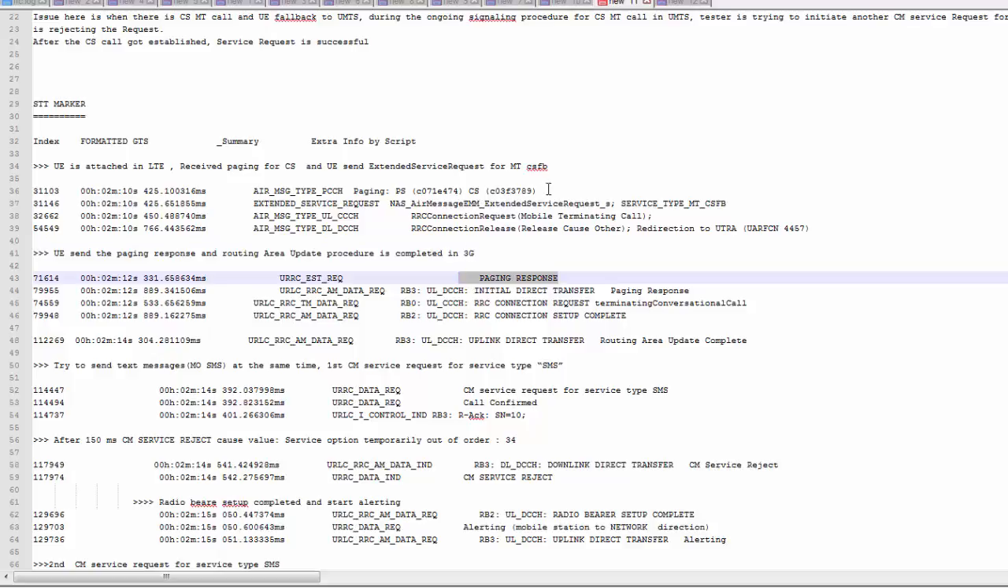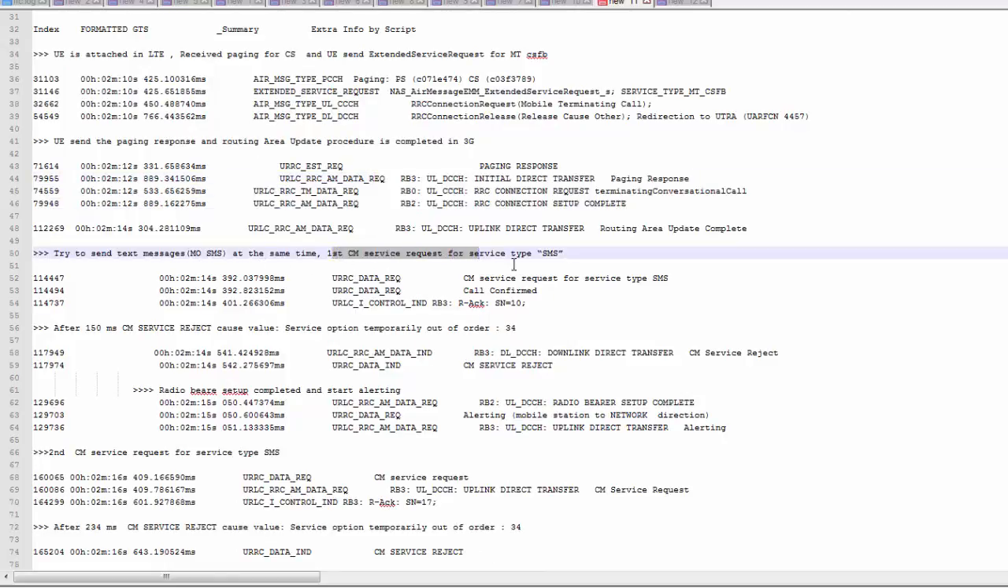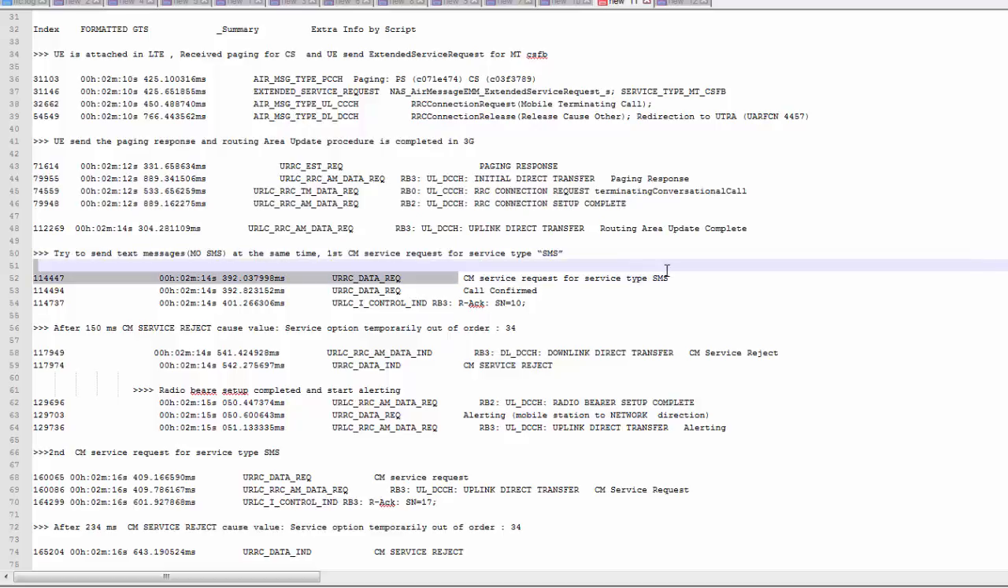The UE gives the response to the paging. The paging response is sent, followed by the initial direct transfer. Again in UMTS there is an RRC connection request for the terminating conversational call, RRC connection setup complete happens, and the routing area update procedure is completed. At the same time, the tester tried to send a test SMS, and a CM service request is triggered.